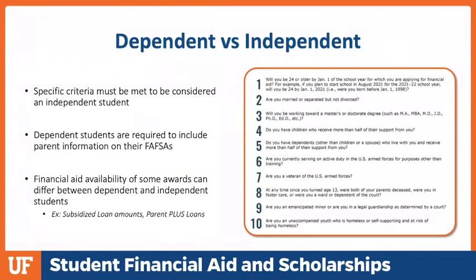Dependent students are required to include parent information on their FAFSA. If you're independent, then you wouldn't be required to include your parents' information. Another difference between dependent and independent students is that if you are independent, your financial aid availability on some awards can differ. For instance, with student loans, you may end up getting increased limits if you are an independent student versus a dependent student.